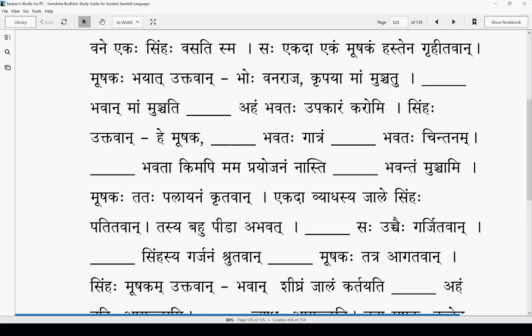Saha ekada ekam mushakam hastena grihitavan. So he caught a, with his hand, he caught a mushaka. Mushaka is a? Mouse. Ekada means once, or once upon a time. Saha, sometime once. Ekam moshakam, one mouse, hastena grihitavan.